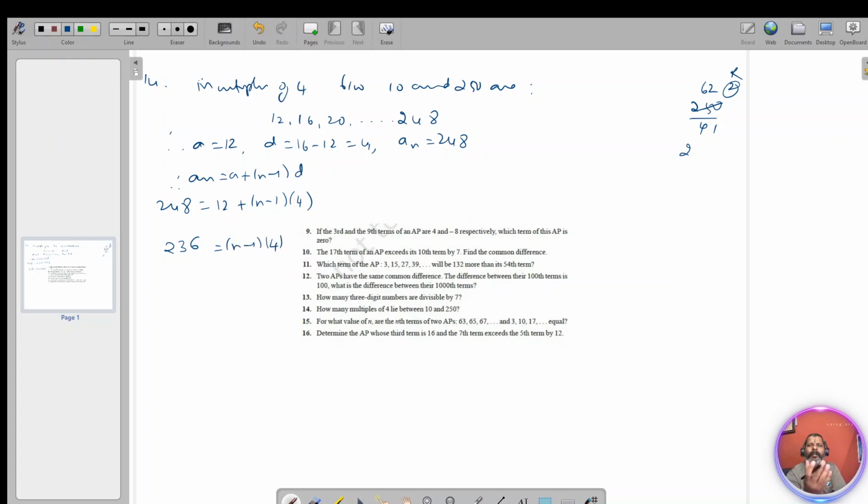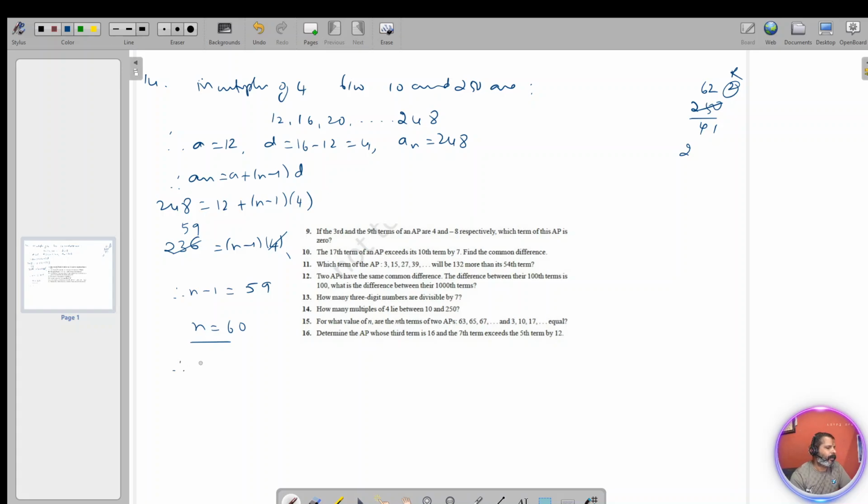Don't multiply 4 with N minus 1. It will be difficult. I mean, a few more steps you have to do. Instead, these are in factor form. 4 1s are 4, 4 5s are 20, 4 9s are 36. So N minus 1 is equal to 59, N is equal to 60, right?